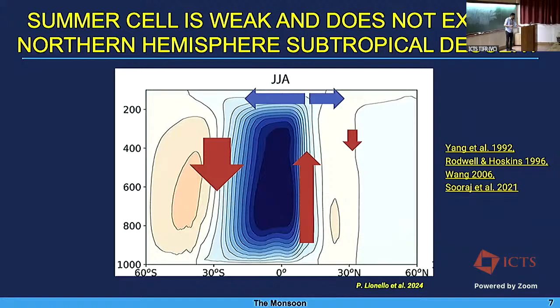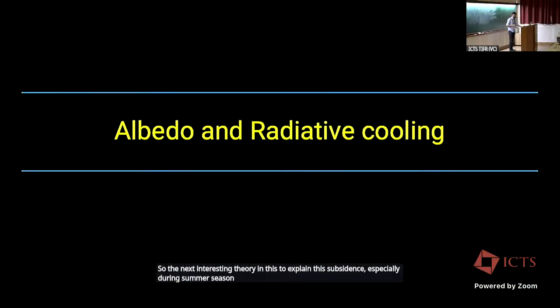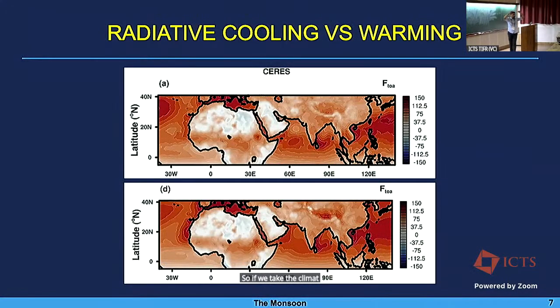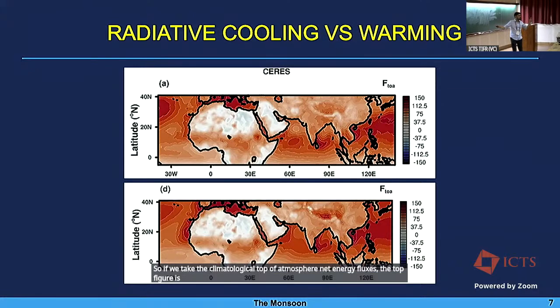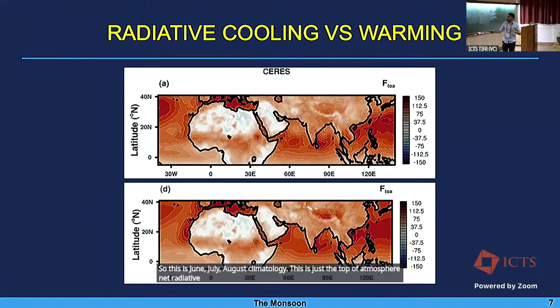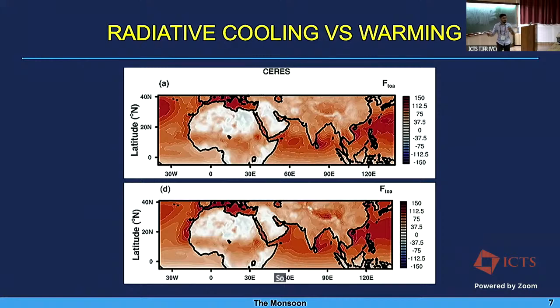So the next interesting theory to explain this subsidence, especially during summer season, comes from Charney: albedo and radiative cooling. So if we take the climatological top of atmosphere net energy fluxes, the top figure is from CERES satellite observation and reanalysis at the bottom. Okay, so this is June, July, August climatology. This is just the top of atmosphere net radiative fluxes. Okay, so red here is positive.